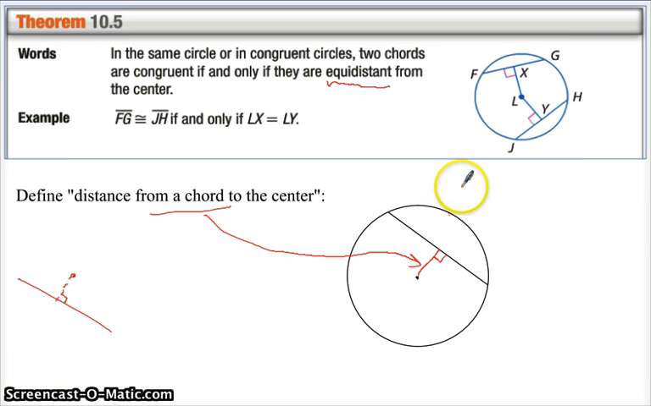Okay. And if two chords are congruent, you can kind of push them out from the center into the circle, and they'll kind of get stuck on the circle at the same distance from the center. And vice versa. If you know you have congruent chords, you know they're going to be congruent distance from the center.